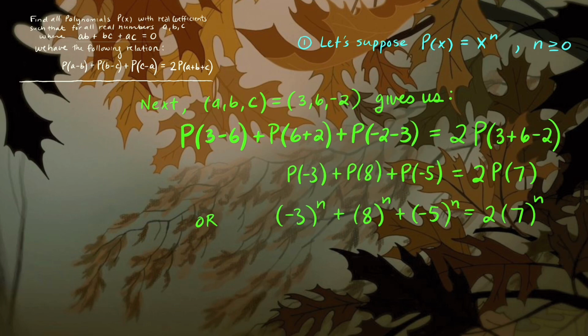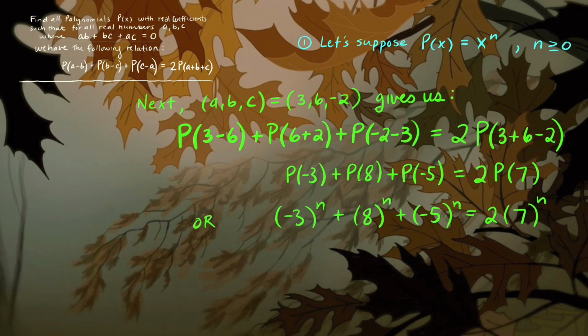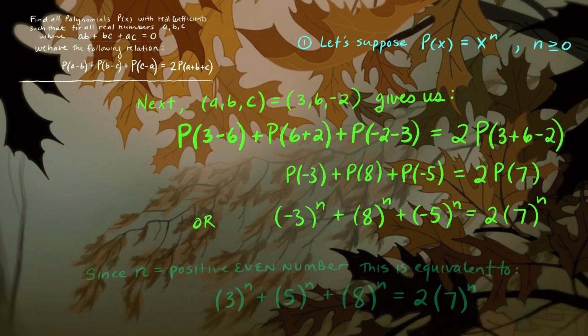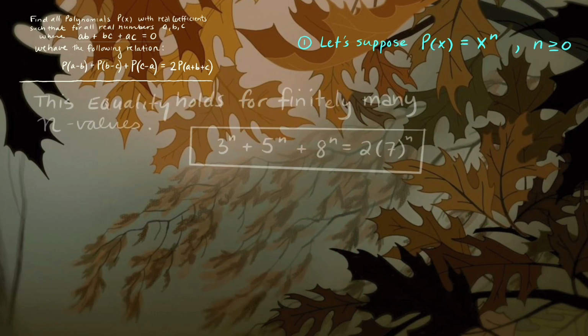So it's an even number greater than 0, and using the other solution that we found, 3, 6, negative 2, we can generate another equation which must be satisfied here. 3 to the nth power plus 5 to the nth power plus 8 to the nth power must be equal to 2 times 7 to the nth power. And this was generated by working through the solutions and then using the fact that n was an even number to get rid of those negative parts in our functional equation. So this is the equation that we have to make sure satisfies for the n values that will work.